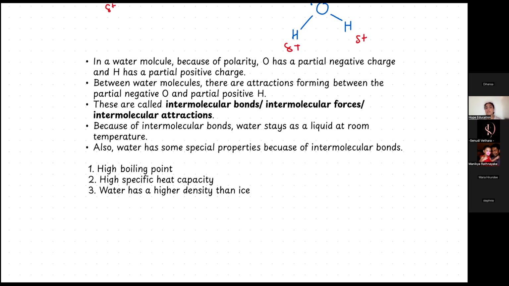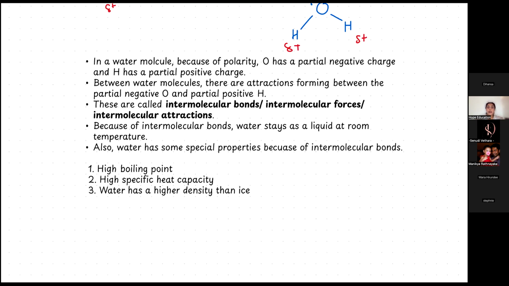That is also because water has intermolecular bonds. Okay. So these are some special properties that water has because of intermolecular bonds. All right.